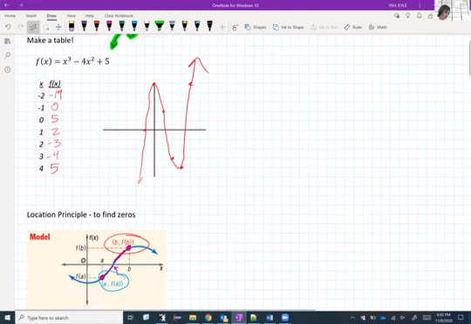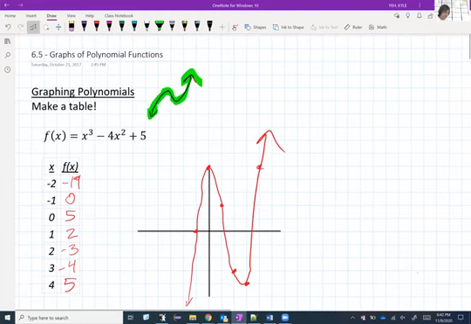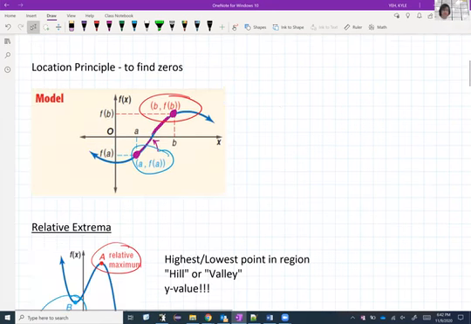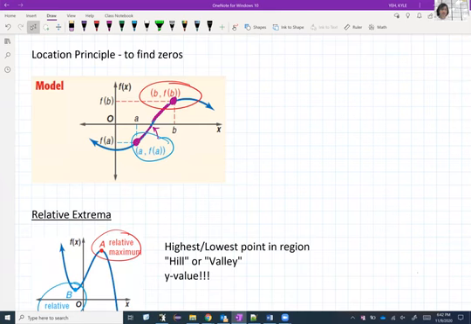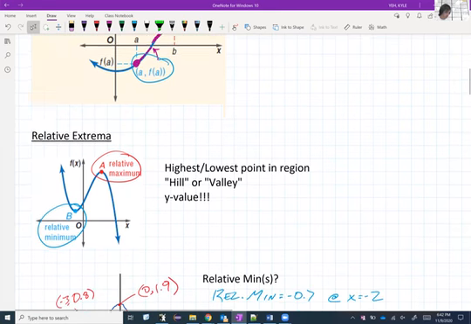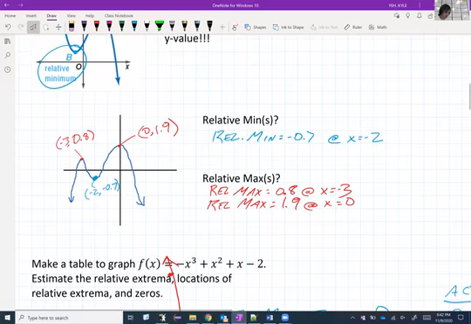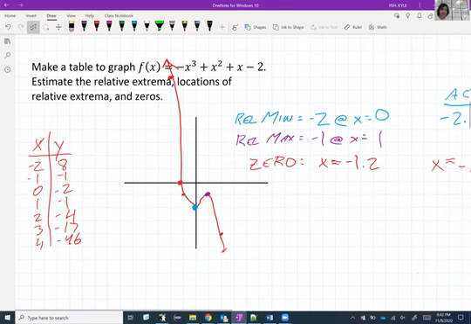We look and we say, we know what the shape should be. We make a table of that many points until we can see the shape that we know we're looking for. Sometimes it'll ask us to find the relative extrema, the maxes and mins, or the zeros on this graph. And so this final problem kind of demonstrated all of that.